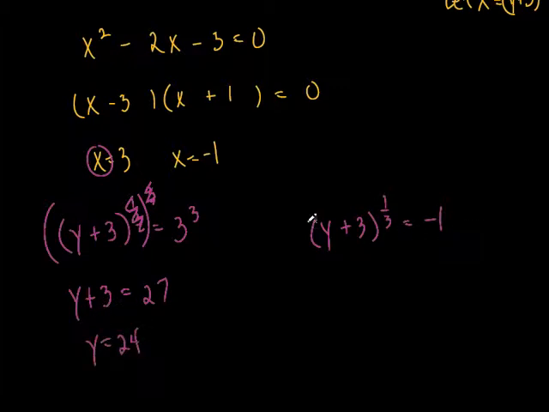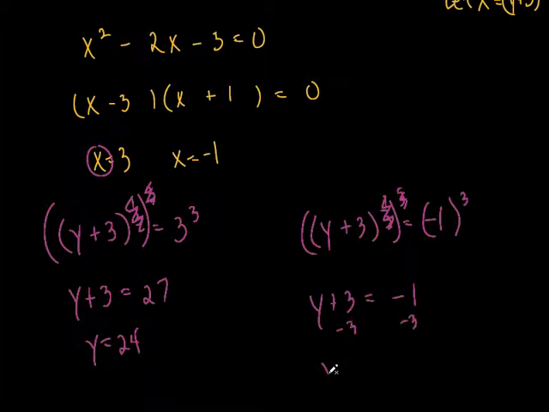Do the same thing over here. We're going to take this to the third power and we're going to take this to the third power. So this third power cancels out with that 1/3 power. I've got y plus 3 equals negative 1 to the third. It's negative 1 times negative 1 times negative 1, which is negative 1. It doesn't cancel out the negative there. And now we subtract 3 from both sides, and y equals negative 4. And there's your answer.